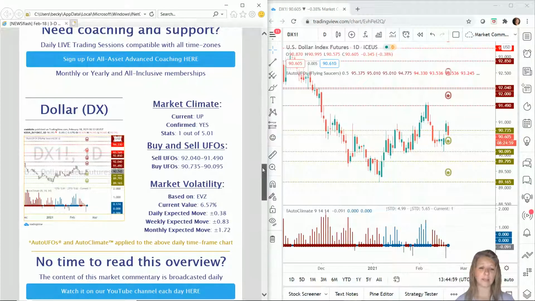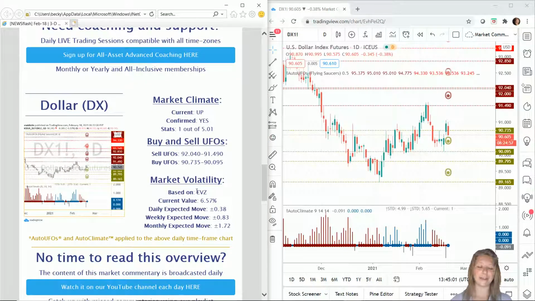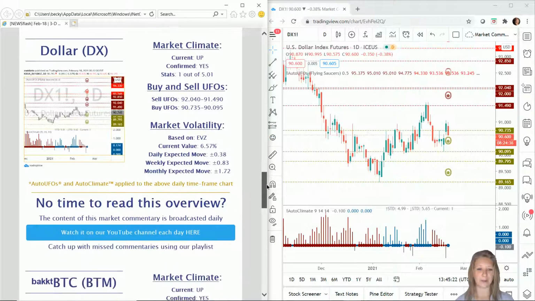In terms of volatility, we use the EVZ, and we can see from that we would expect the dollar to move up or down in one day by 0.38 points, in a week up or down 0.83 points, and in a month up or down 1.72 points. And again, we can use the climate and the AutoUFOs to help us figure out where we're going to do that in terms of up or down.